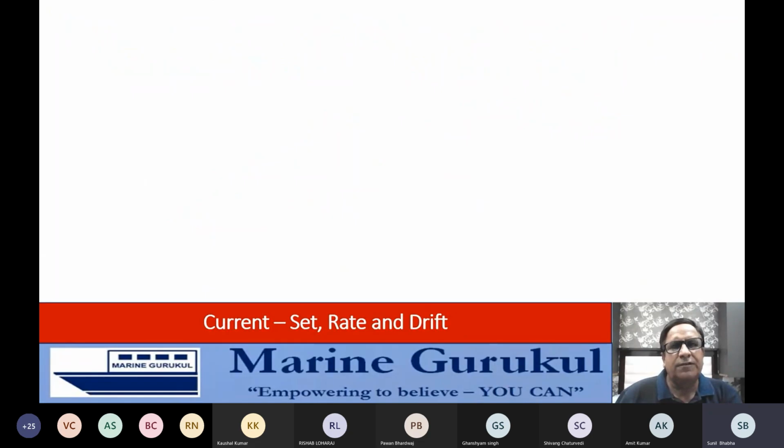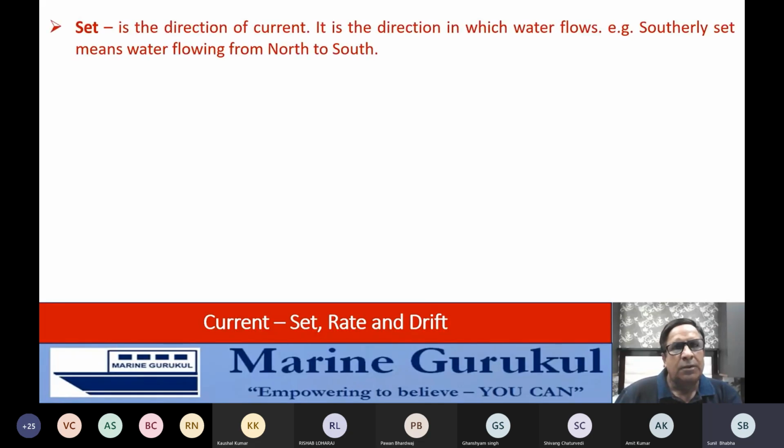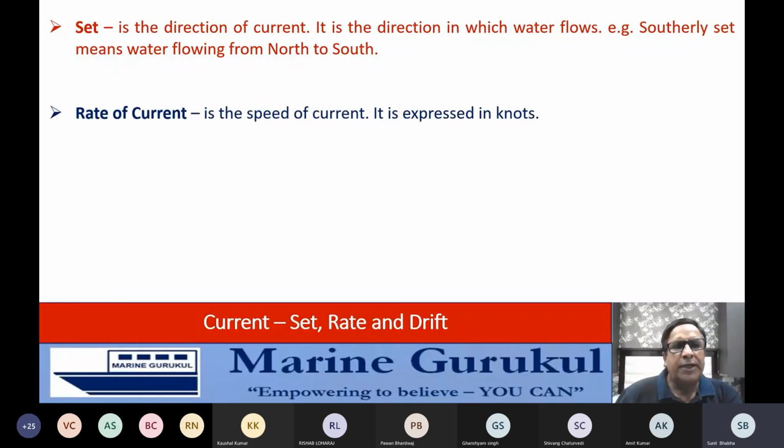Now, before we discuss the effect of current, we need to understand the terms that are used to describe current. The direction of the current is represented by what is called set. Set is the direction in which the water flows. That is, if we say the current is setting south or current is setting 180 degrees true, that means the water is flowing from north to south. The rate of current is the speed of current. It is expressed in knots.